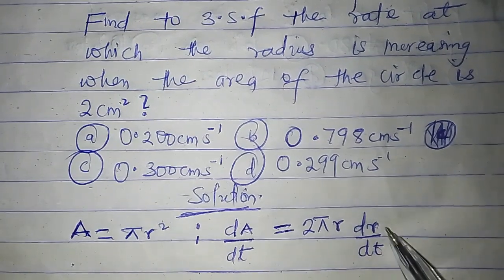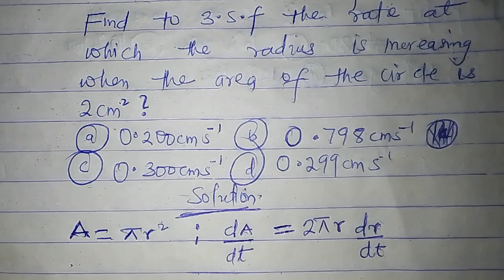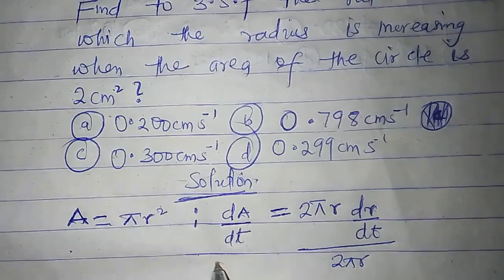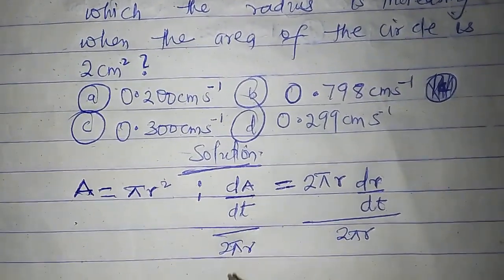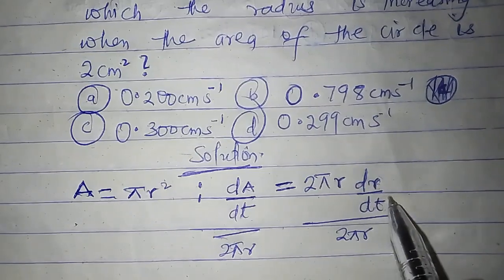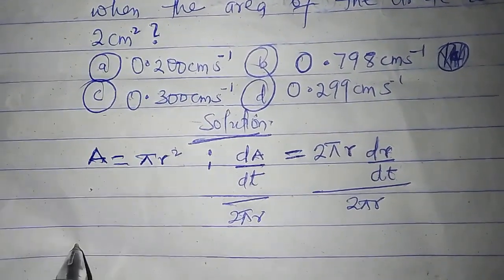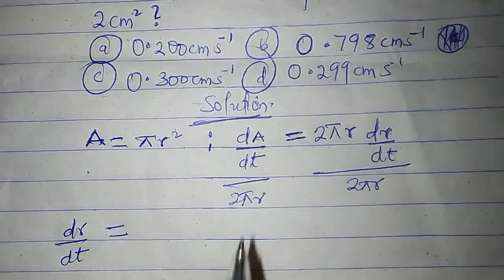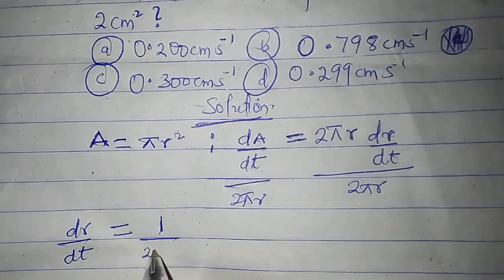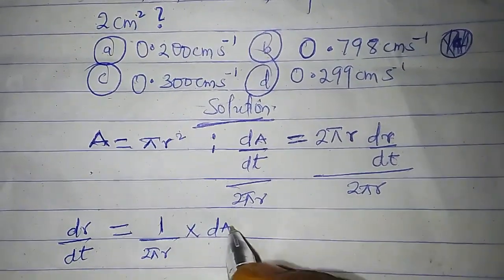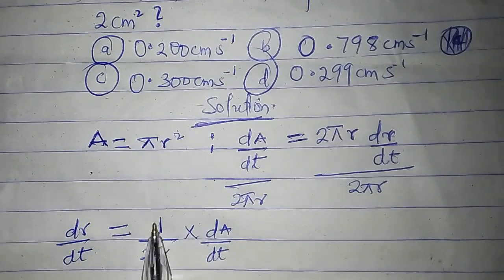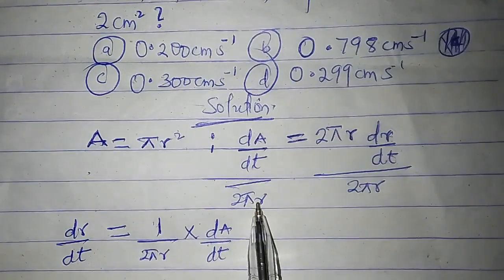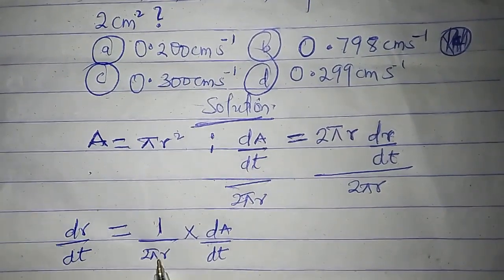So here I will make dr/dt the subject of the formula. So I will have to divide both sides by 2 pi r. 2 pi r, 2 pi r. So what is left now is dr/dt. dr/dt is equal to 1 all over 2 pi r times dA/dt. It is 1 over 2 pi r because dA/dt is being divided by 2 pi r. That's why I wrote it as 1 over 2 pi r.